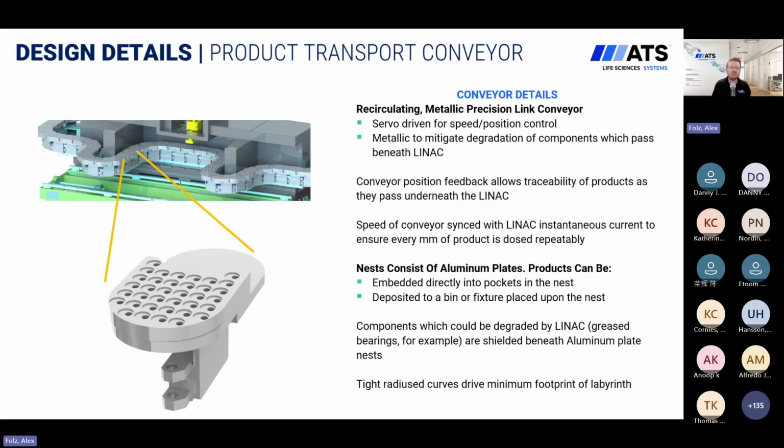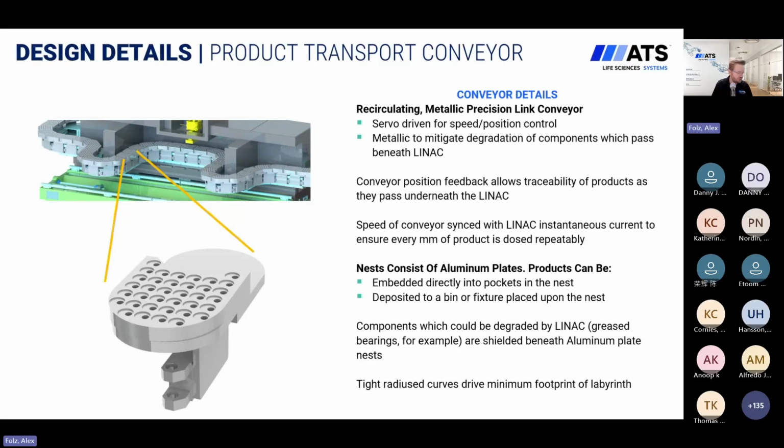But if you have a QR code, data matrix, barcode, we would be able to scan that, track it around the system, and store with that barcode that specific beam current as well as speed of the conveyor. So I can give you an idea of dose that's applied to your product. It's not exactly measuring dose, right, but it could give you an idea of how much dose was applied to that part as it passes beneath the linac. And as a part of that, the speed of the conveyor is synced with the linac's instantaneous current. Really what we're targeting there is ensuring every millimeter of the product is dosed repeatedly as it passes through the system.